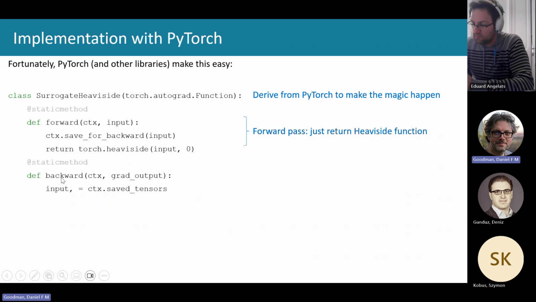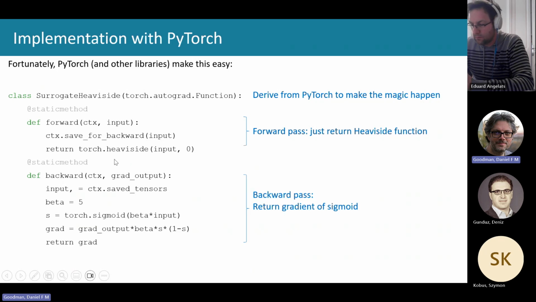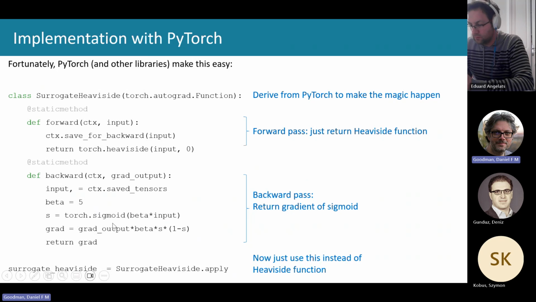gradient. And so what we do then is we just, instead of returning zeros everywhere, which will be the direction of this, we basically compute the gradient of one of these sigmoid functions and return that instead. And we just set surrogate Heaviside to be the apply method of this class, and if we now use the surrogate Heaviside wherever we would have used Heaviside, it will now have these properties. And that's it. That's basically the full implementation of this surrogate gradient idea using PyTorch. I think it's brilliant how simple that makes it.